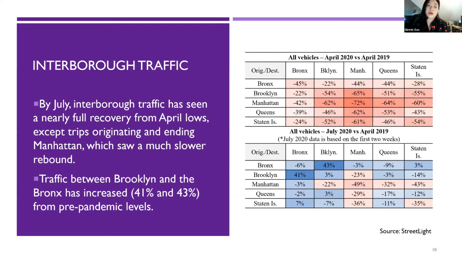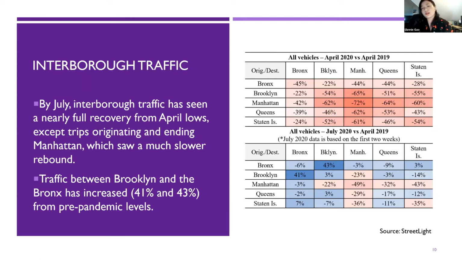And we found that by July, interborough traffic has seen a nearly full recovery from April lows, except the trips originating and ending in Manhattan, which saw a much slower rebound. You see these red color cells. And the other thing that we found is that traffic between Brooklyn and Bronx, which is the blue ones over here, has increased by 41% and 43% from pre-pandemic levels.